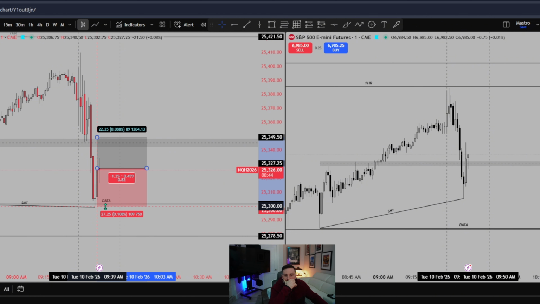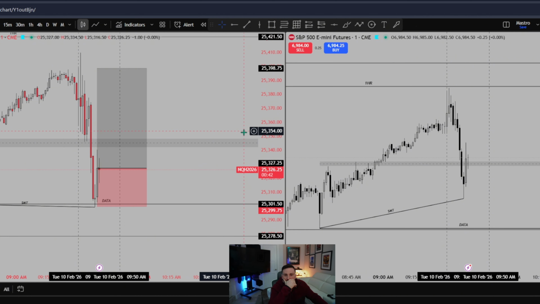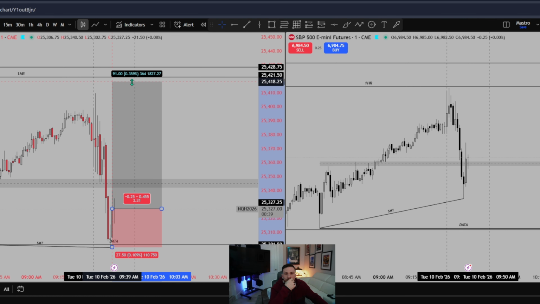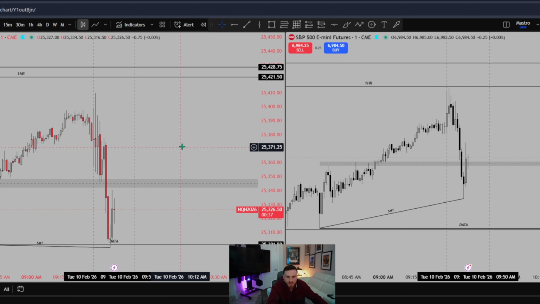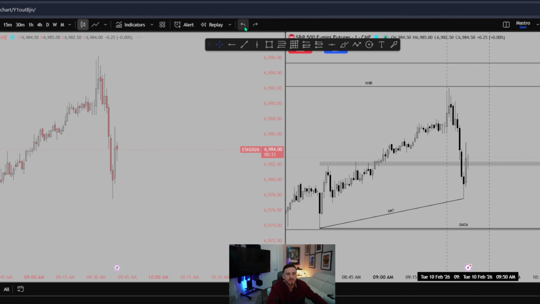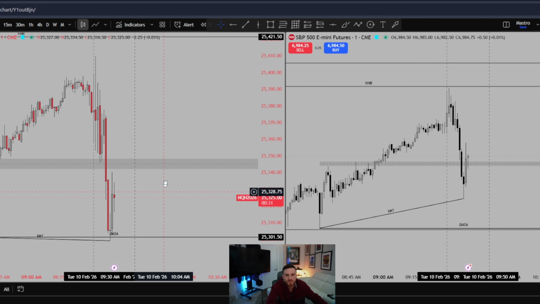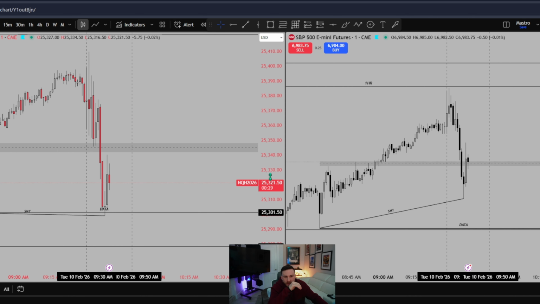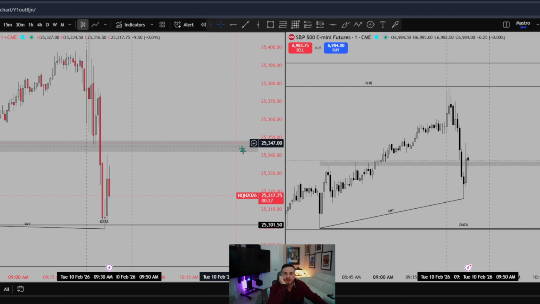I'm not entering off of this yet. We formed a 1 minute SMT off data lows. Oh, what happened? I'd like to see a break of structure also. So we are in this 1 minute.